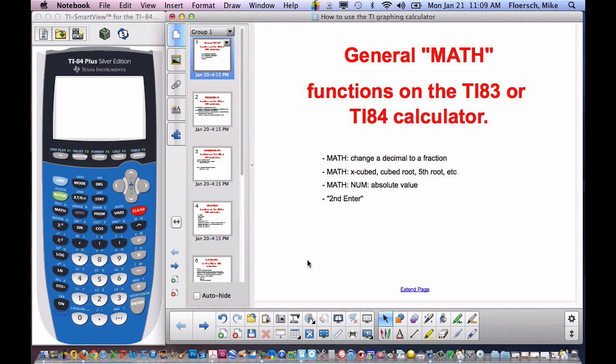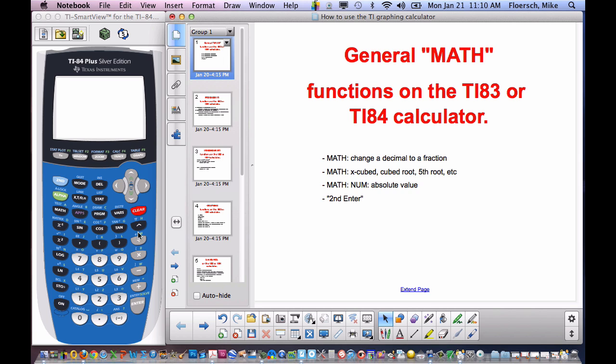This is a video tutorial on how to use the TI83 or the TI84 calculators. Let's start with some general math functions on the TI83 just to kind of review where things are on the calculator. Let's start with changing a number or a decimal to a fraction.